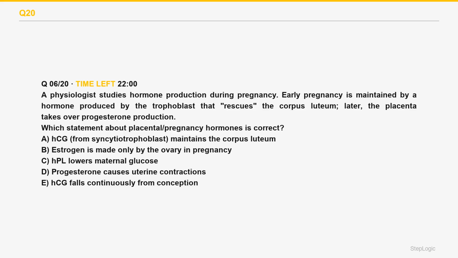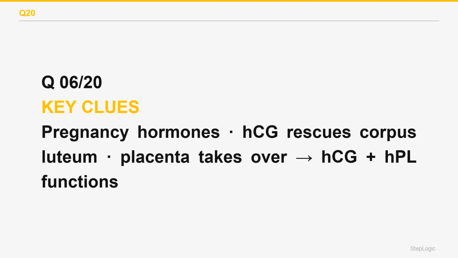Which statement about placental pregnancy hormones is correct? A physiologist studies hormone production during pregnancy. Early pregnancy is maintained by a hormone produced by the trophoblast that rescues the corpus luteum. Later, the placenta takes over progesterone production. Read the command. Which statement is correct? HCG maintains corpus luteum. First trimester. Shares alpha subunit. HPL causes insulin resistance. Several pregnancy hormone facts are testable.